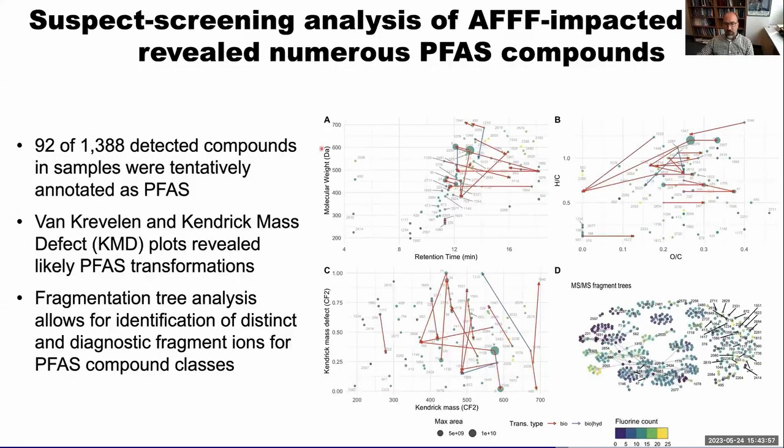So for example, if we look at the distribution of molecular weight versus retention time, we can see that in some cases, we see a decrease in retention time. These arrows represent basically transformations. These are biotransformations in red. And you can see that, as you'd expect, biotransformation oftentimes produces more polar compounds, which have lower retention times. And we see that here. In our Van Krevelen diagram, you can see arrows pointing to the right in many cases here.